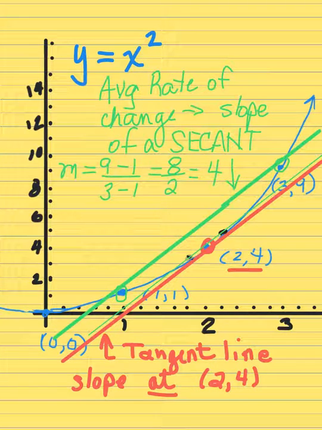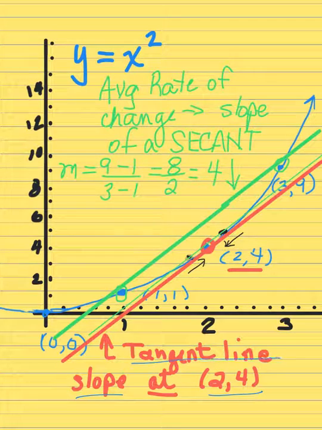And what we see is that that secant line is very, very close to that tangent line. And if we slid the points closer and closer and closer, until we couldn't distinguish the difference between the 2 points and the point (2, 4), we would be able to approximate the slope of the tangent line. That the slope of the tangent line at the point (2, 4) is also 4.